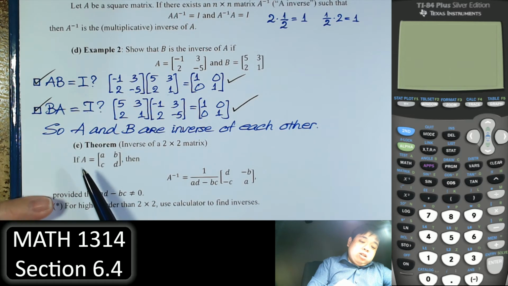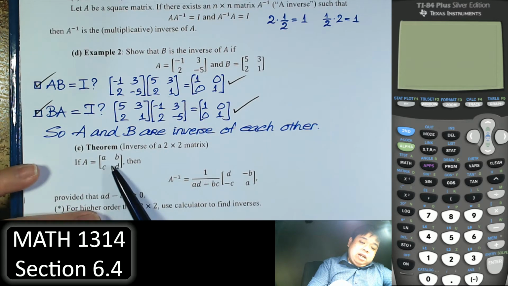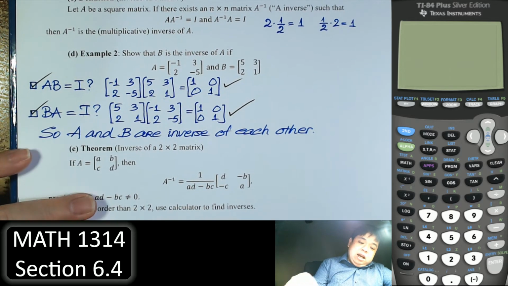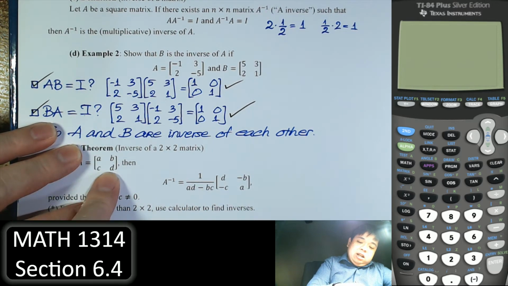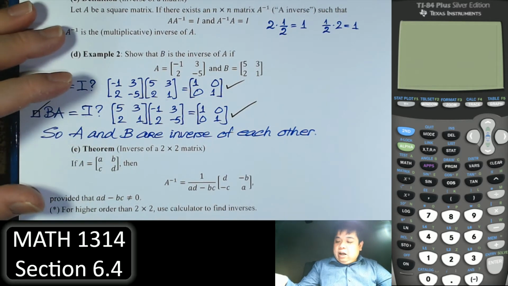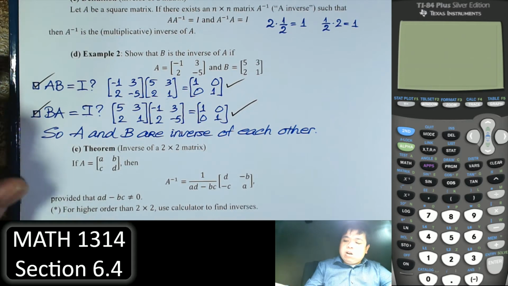Now if the matrix A is a, b, c, and d in that order, then the inverse of A is equal to 1 over ad minus bc, and then the matrix where d and a interchange, and negative b, negative c. So first we have ad minus bc, so that is kind of the cross product, if you will.